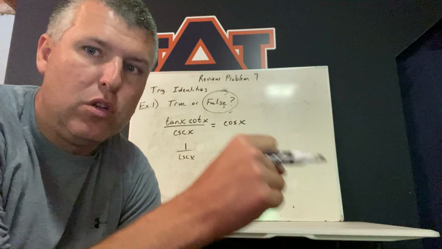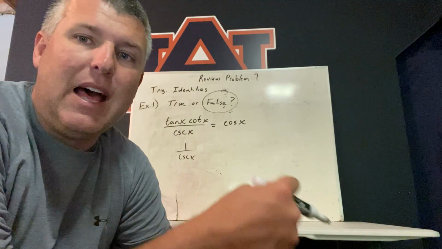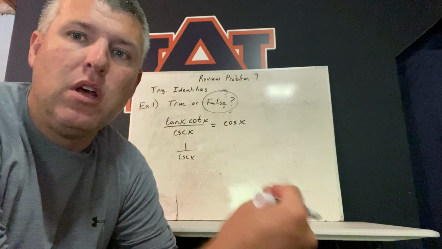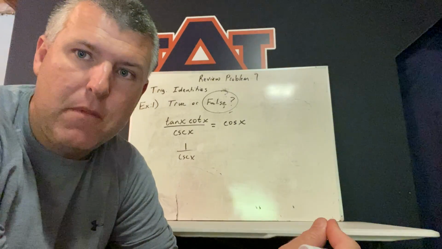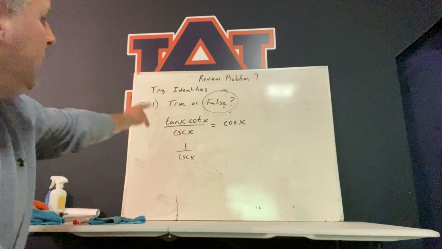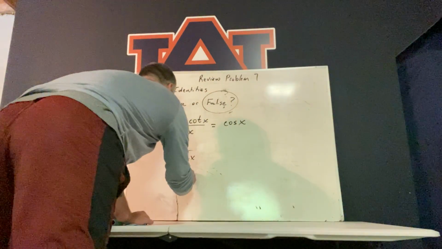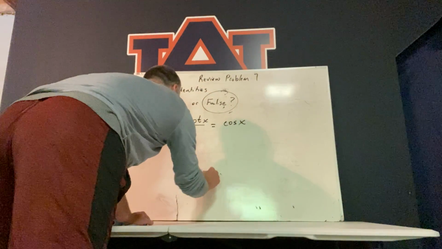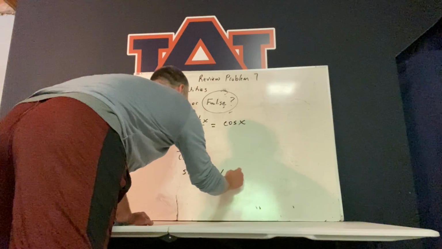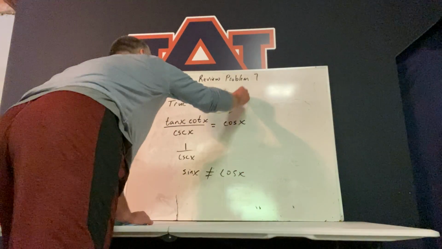Cosecant is equal to 1 over sine. We call them inverse functions, right? So please, again, 1 over cosecant. This is simply sine. Sine x is not equal to cosine x. False. Okay?